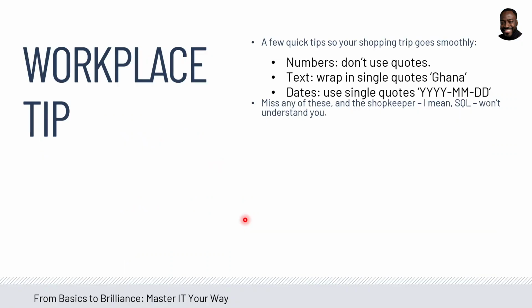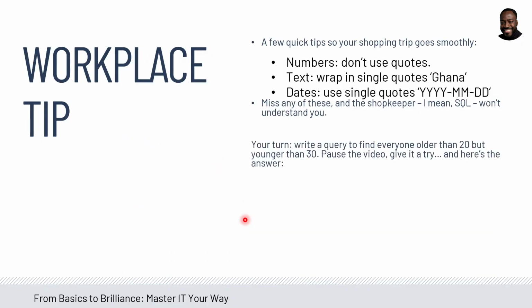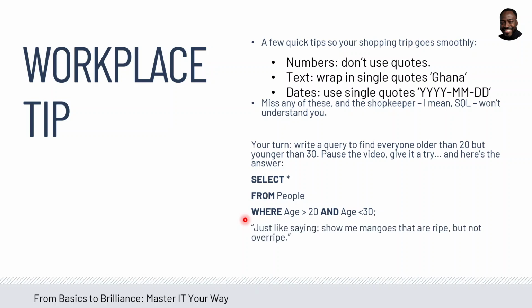So let's go back. Now it's your turn to write a query to find everyone older than 20 but younger than 30. Pause the video, give it a try, and this is the answer. Select from people where age is greater than 20 and age is less than 30. So just like saying, show me mangoes that are ripe but not overripe.